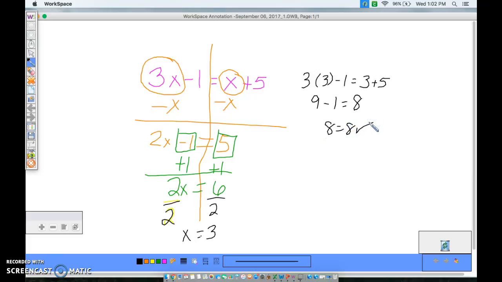Watch this video. You can Google multiple step equations, or you can Google two-step equations, or you can Google two-step equations with variables on both sides, and it will give you some practice problems that you can do.